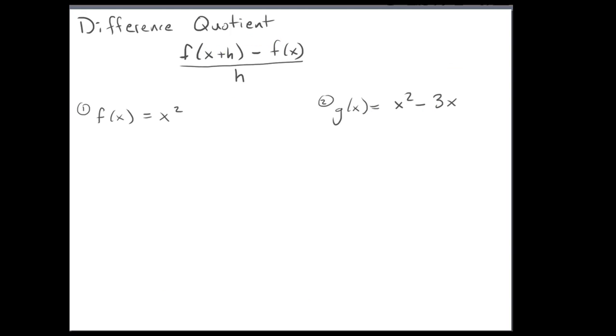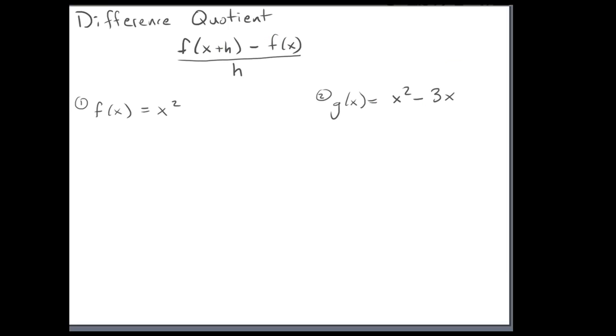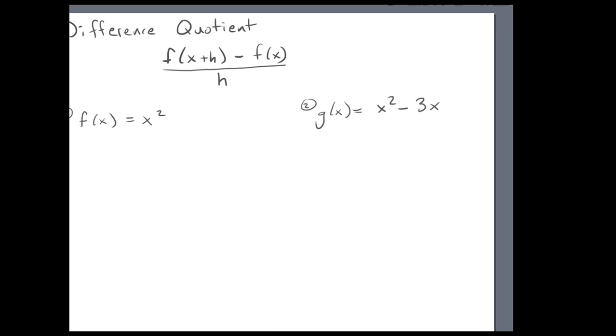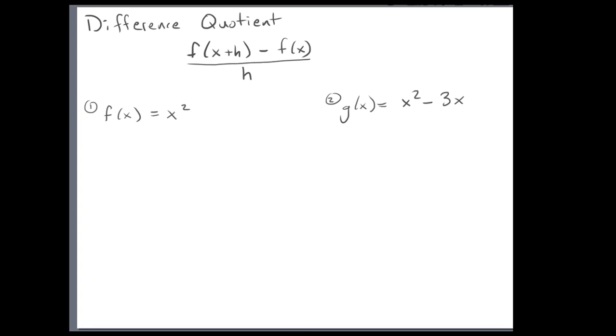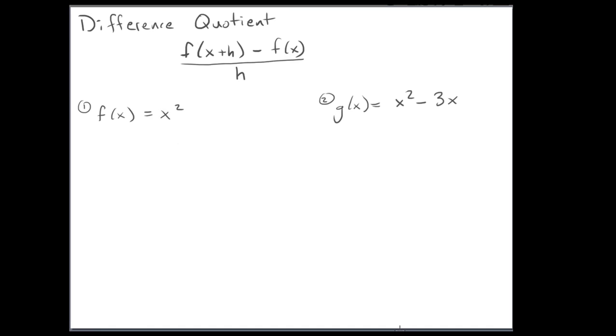Lastly, let's take a look at the difference quotient. I've got the difference quotient written out. It's f of x plus h minus f of x divided by h. This is very important for calculus. And this is the general method of how you do it. So we're going to take f of x is equal to x squared, and we're going to find its difference quotient. I'm going to start off by finding f of x plus h.